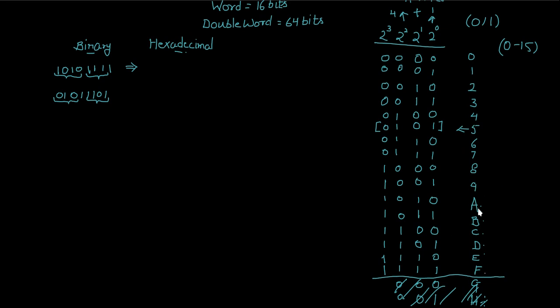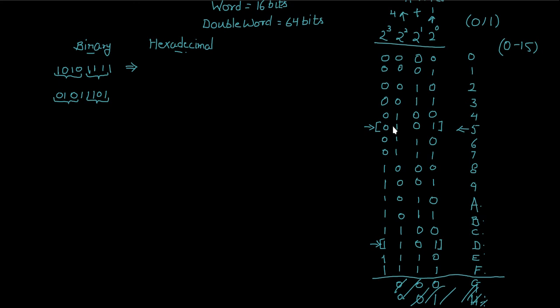And remember that after 9, we are not going to write 10, we are going to write A, B, C, D, E, F. So now, if we are given a binary number, the first task we are going to do is we are going to divide it into a combination of 4 bits. Now, what I'm going to do here is I'm going to make use of this table and I'm going to represent this number. So you can see that 1101 is here, and let's see this one, 0101. Alright, so this is the number.